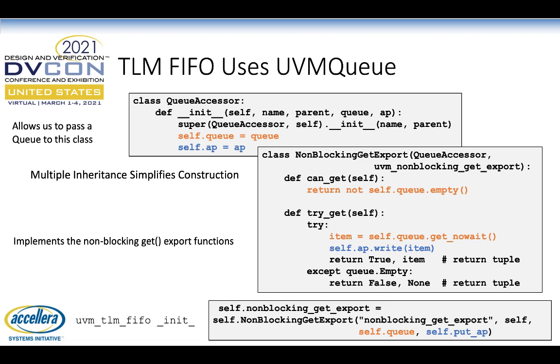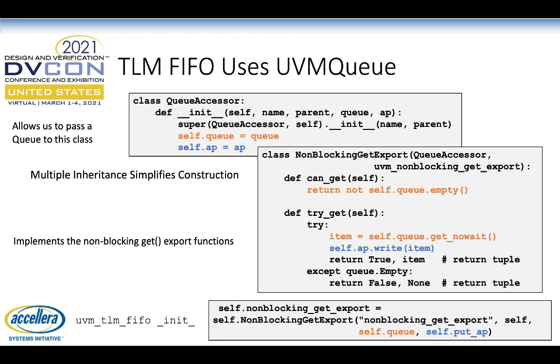They have exports, non-blocking exports. In this example, it is a non-blocking get export. And we can see that in the TLM FIFO, we have used multiple inheritance to create our non-blocking get export. It is both a queue accessor, which is an object that can access a queue, and by the way, also an analysis port. Also, it's a UVM non-blocking get export. That is used elsewhere in error checking to make sure that the ports and the exports are connected properly.